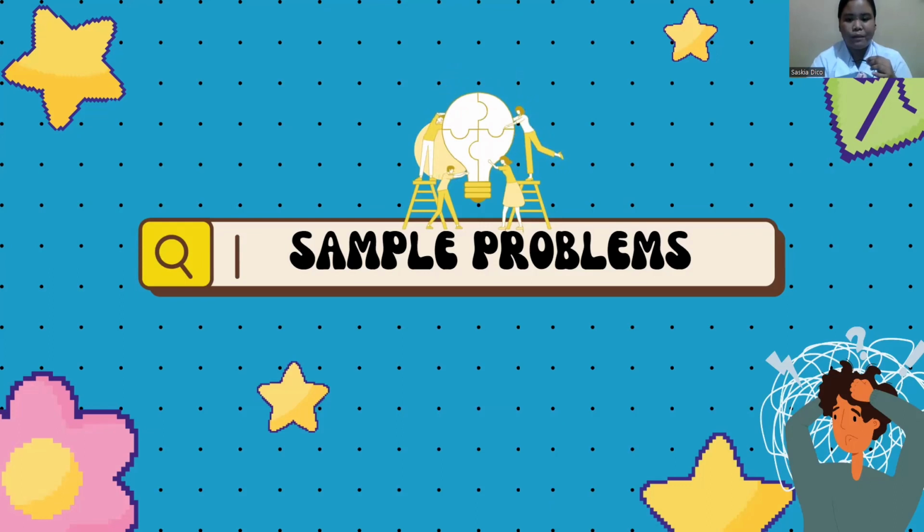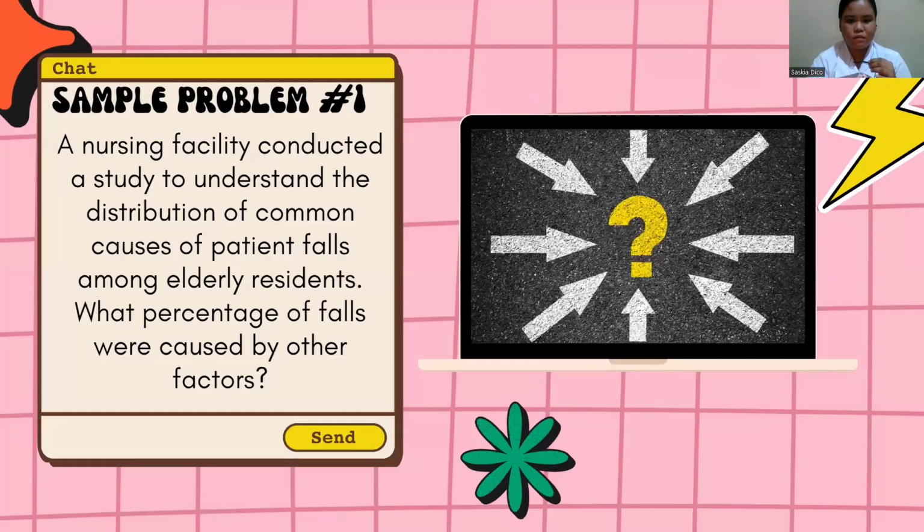For sample problems, sample problem number 1. Nursing faculty conducted a study to understand the distribution of common causes of patient falls among elderly residents. What percentage of falls were caused by other factors?